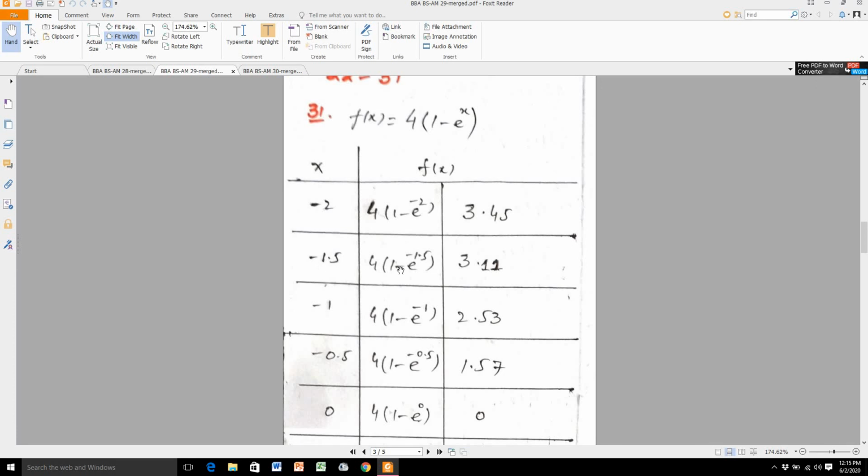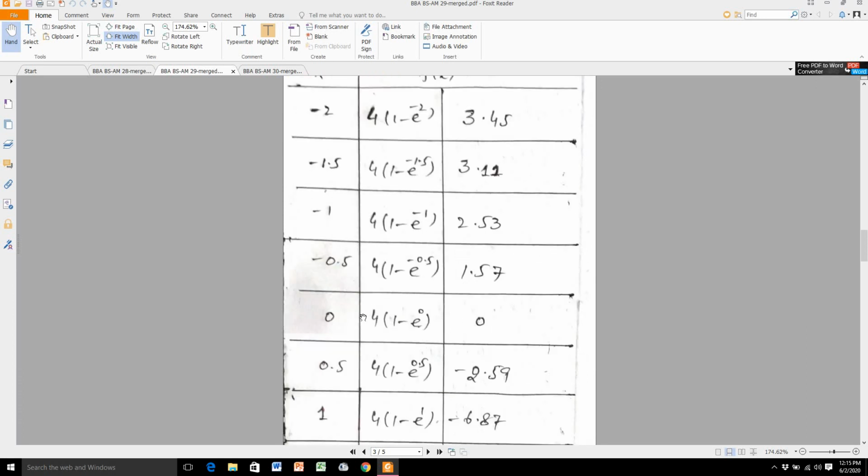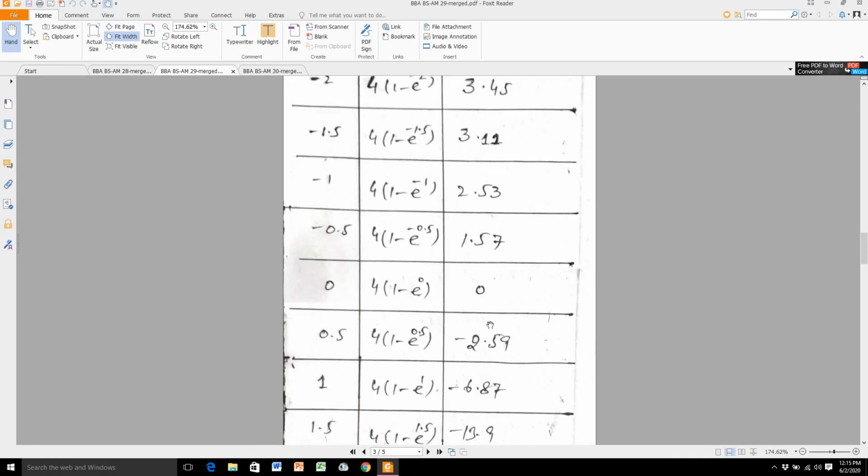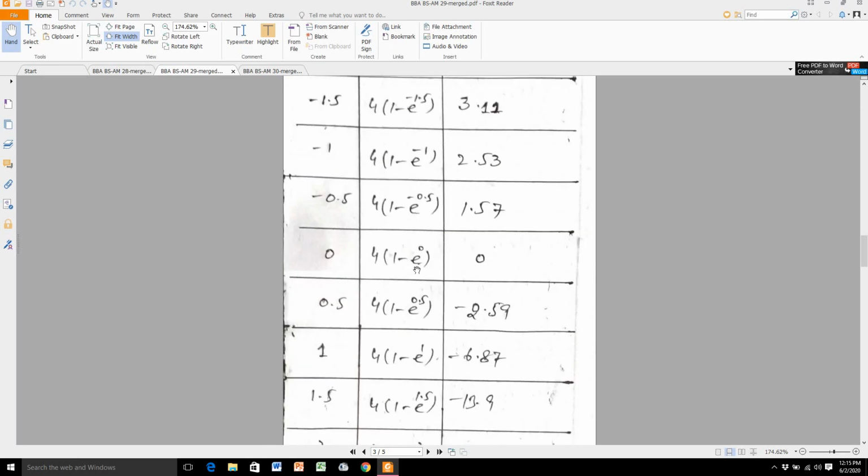At minus 1.5, its value is 3.11. At minus 1, its value is 2.53. At minus 0.5, its value is 1.57. At 0, the value is 0, because you know that e raised to the power 0 is equal to 1, and 1 minus 1 is 0. So it is equal to 0.